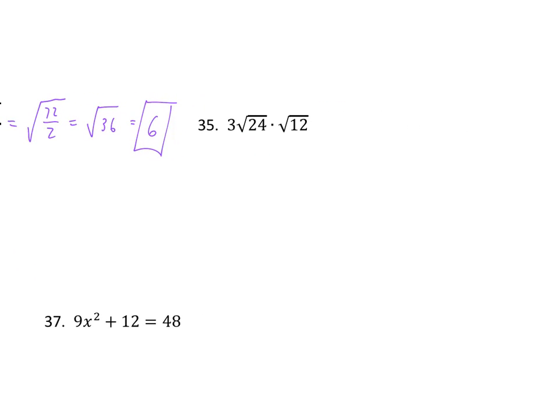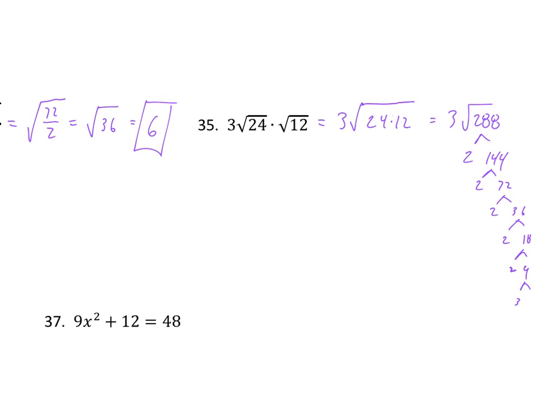The product property of radicals says this can be rewritten as 3 times 24 times 12 is 288. I guess I should have written it out. So that'd be 24 times 12. So that'd be 3 radical 288. And 2 times 144, which is 2 times 72, which is 2 times 36, which is 2 times 18, which is 2 times 9, which is 3 times 3.